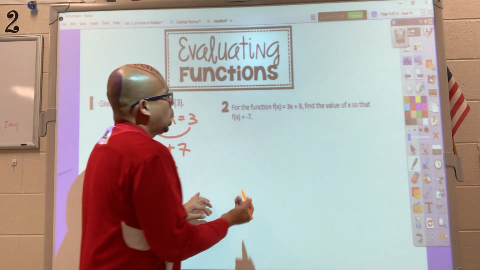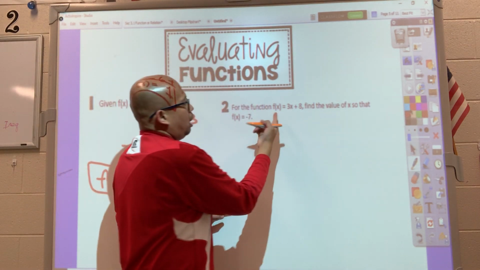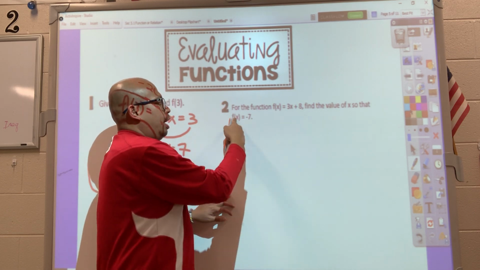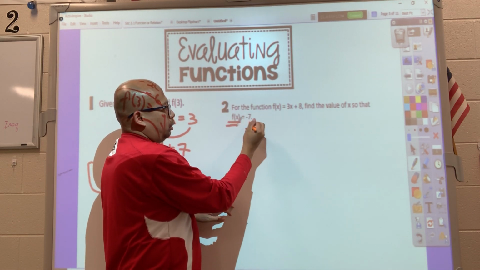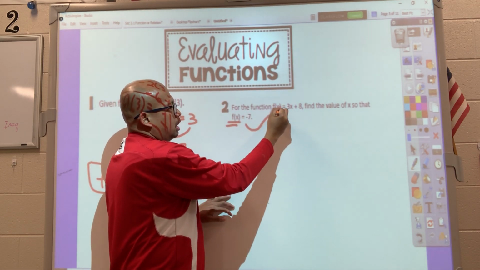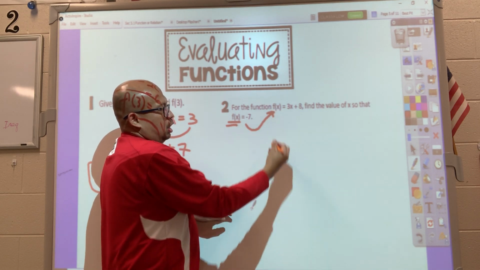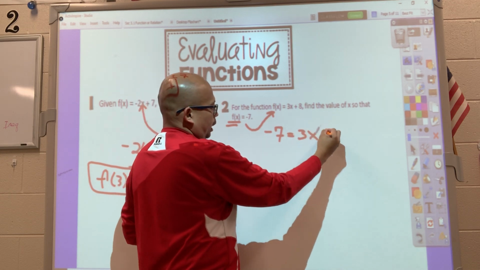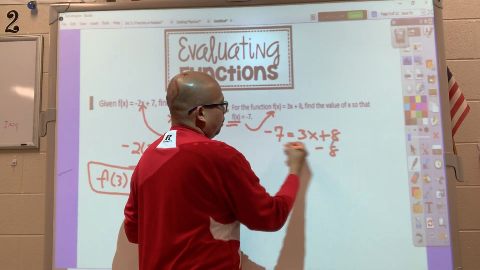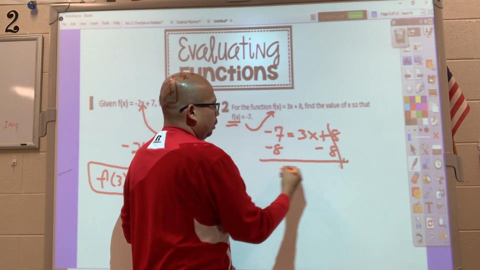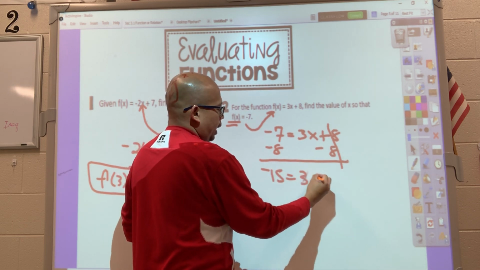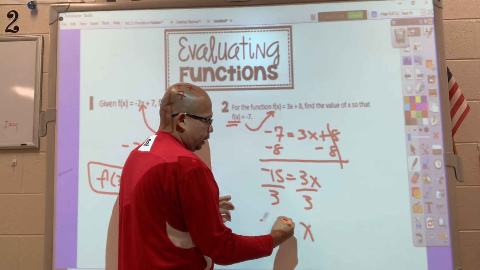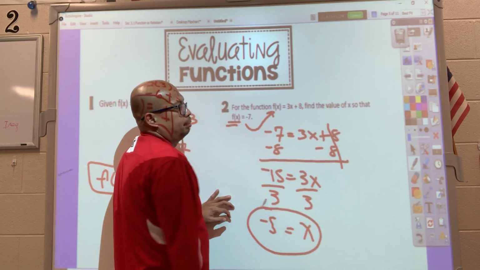Okay? Easy. But this time, with the function f of x equals 3x plus 8, find the value of x so that f of x equals negative 7. So f of x is equal to negative 7. So I'm going to plug in negative 7 right there for the f of x. This will be written now as negative 7 equals 3x plus 8. Minus 8, cross it out. Negative 15 is equal to 3x. Divide by 3. So therefore, the value of x is negative 5. Easy, right?